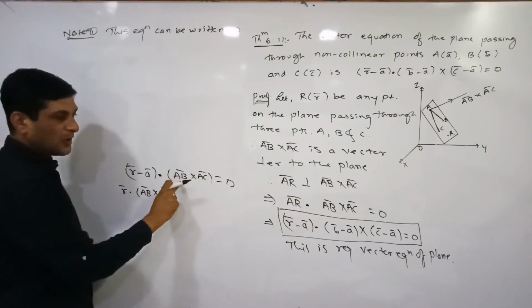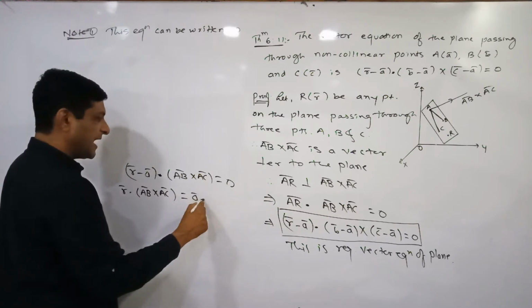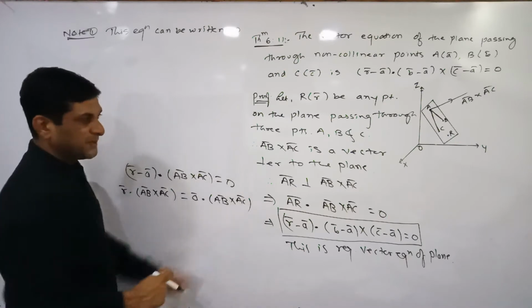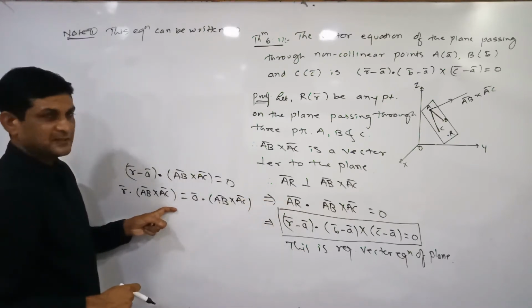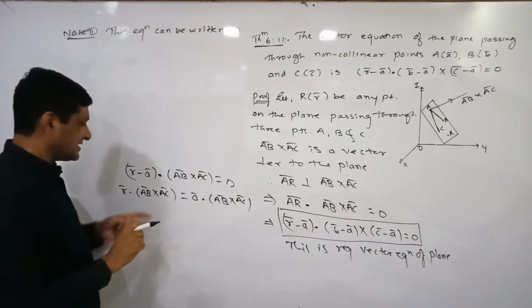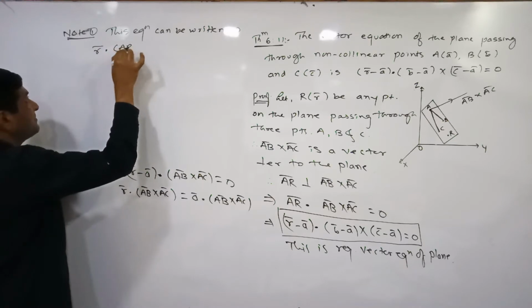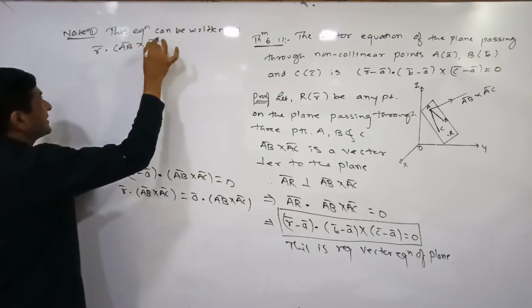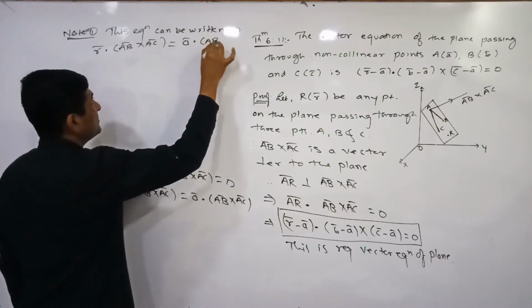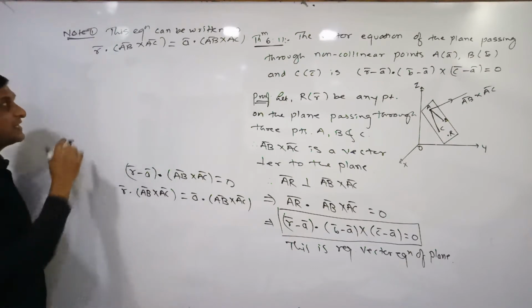Minus a bar dot ab bar cross ac bar, which on the right hand side will become plus a bar dot ab bar cross ac bar. Means after simplifying this result we will get this term, and this is the formula generally we are applying while solving the example. So what is that formula? R bar dot ab bar cross ac bar is equals to a bar dot ab bar cross ac bar. Applying this formula we are solving the example.